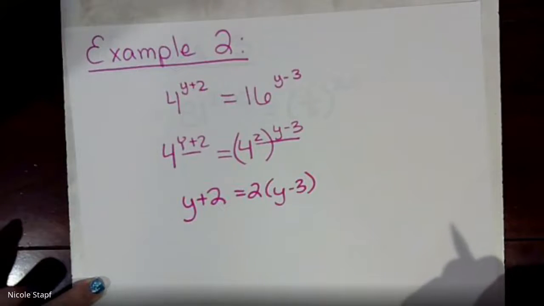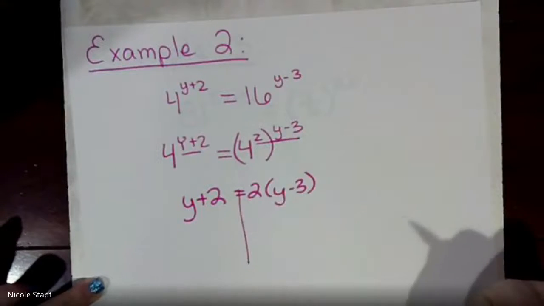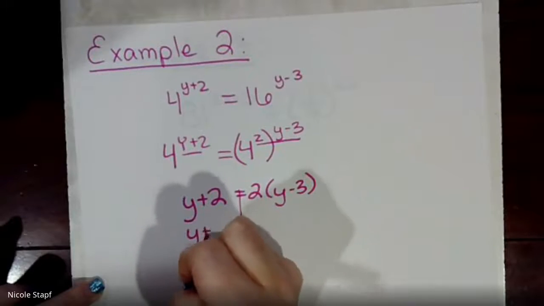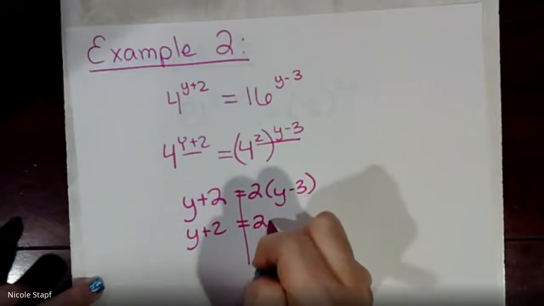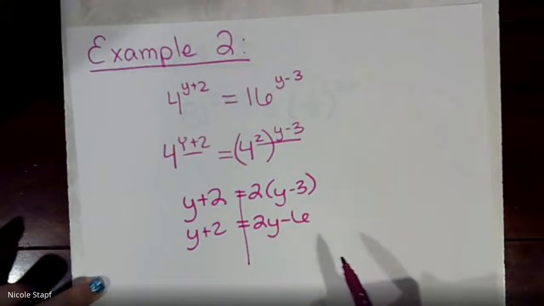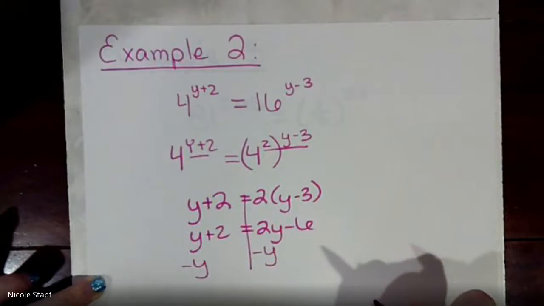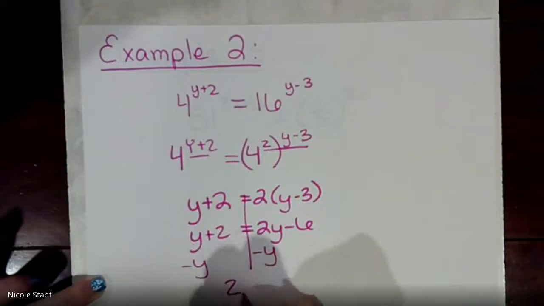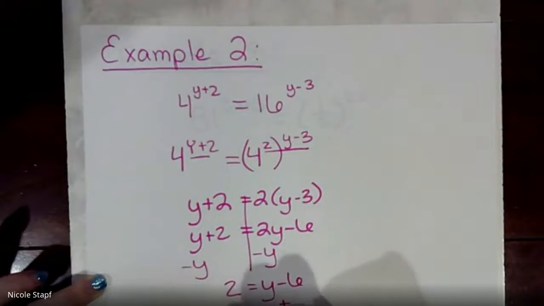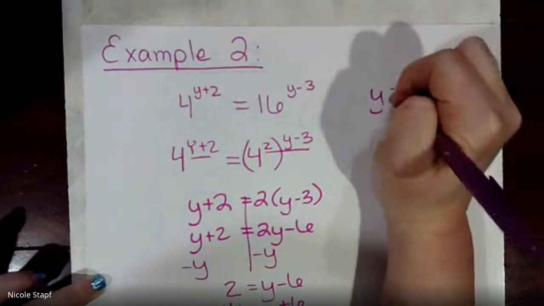And then again, I'm just going to solve this like a basic algebra 1 problem. So I'm going to draw my line down the middle. y plus 2 equals 2y minus 6. I'm going to now put all of my variable terms on one side. I think I'm going to subtract y in this case. There's no real perfect way to do it. I'm going to get 2 equals 2 minus 1 is 1y minus 6. I'm going to add 6 to both sides. And my final answer is y equals 8.